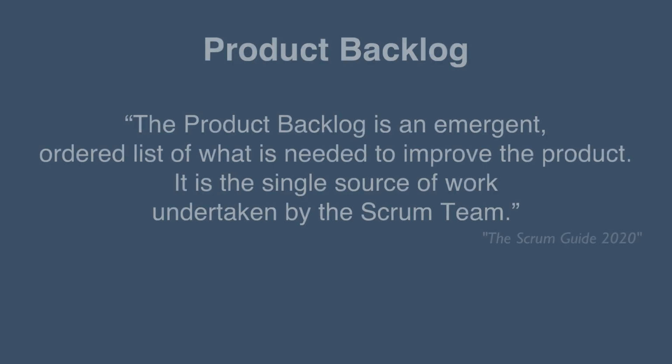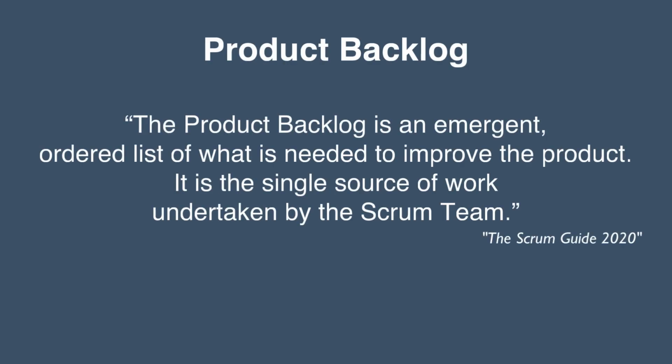Product backlog is an essential concept in Scrum and a few other Agile methodologies. Here is the definition of the product backlog in the Scrum Guide. The product backlog is an emergent, ordered list of what is needed to improve the product. It is the single source of work undertaken by the Scrum team. This sounds very specific to Scrum, but other Agile frameworks such as Kanban follow the same definition.